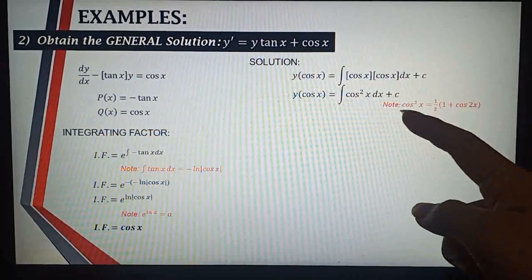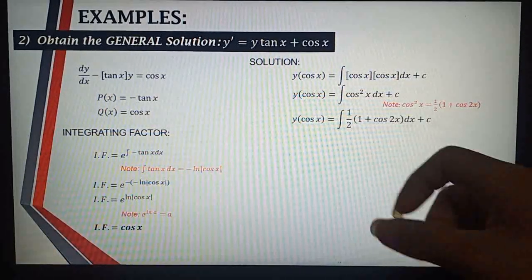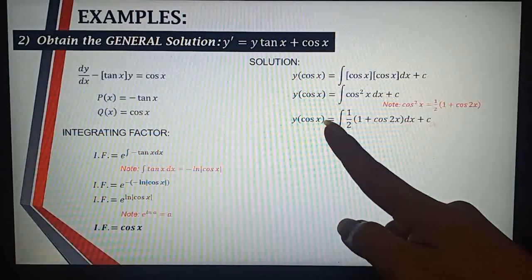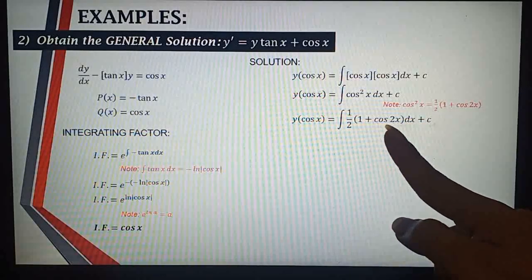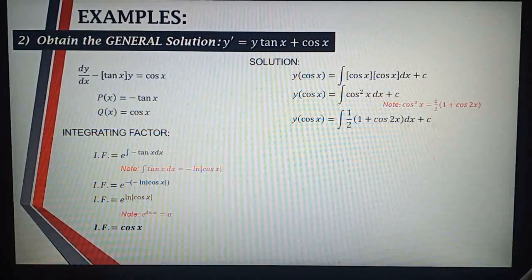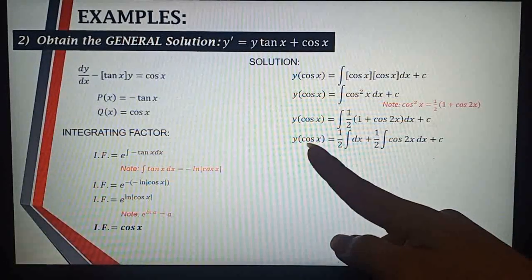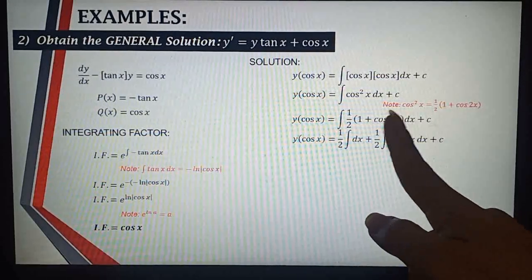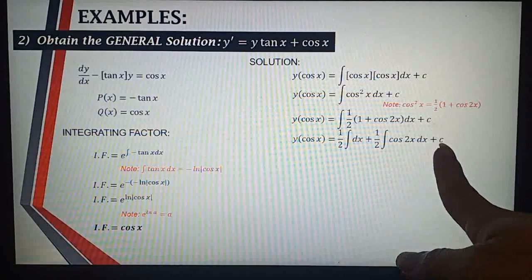So gagamitin ngayon to dun sa equation instead of cosine squared of x. Now, your new equation is y cosine x equated to the integral of 1/2 quantity 1 plus cosine of 2x multiplied to dx plus c. Paghihiwalayin natin ngayon yung dalawa. So you will now have an equation of y cosine x equals 1/2 of the dx plus 1/2 of the cosine 2x dx plus c.